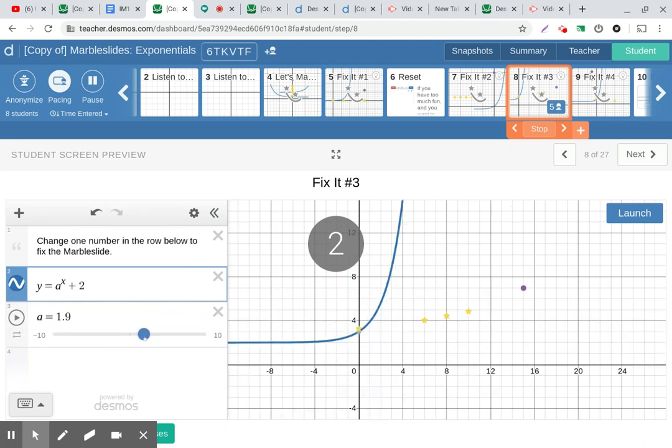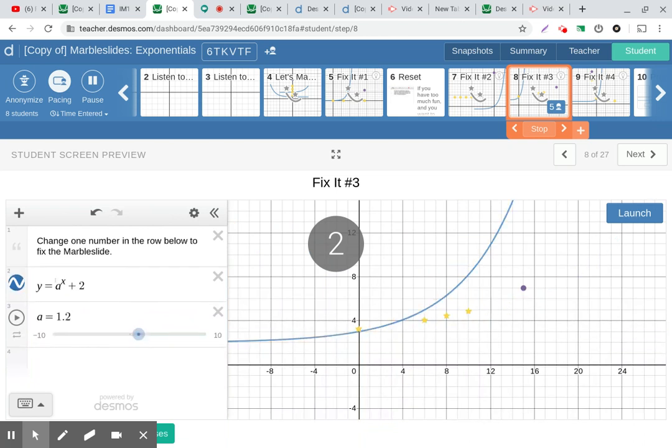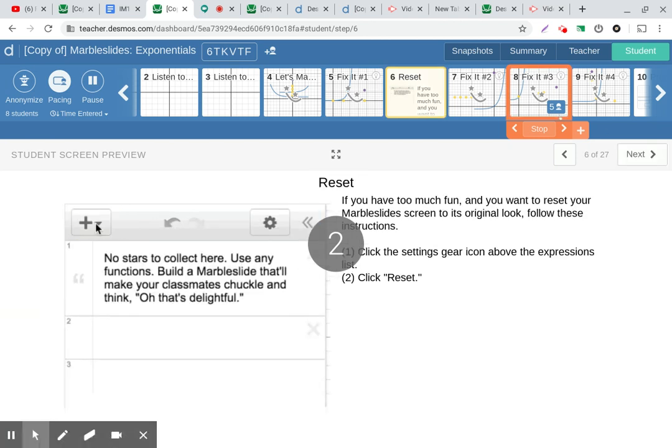I changed 2. You changed 2? To what number? Oh, look at this. 1.2. Yeah, 1.2. Look, I'm doing it with... I changed it to a variable, right? Yeah. And then I just move the variable until it hits it.